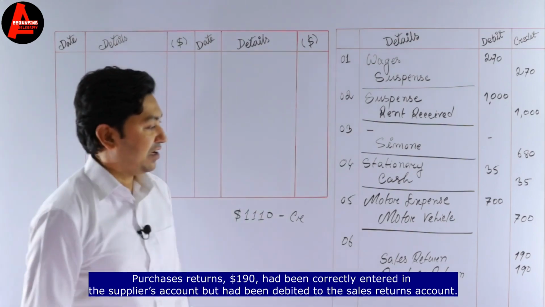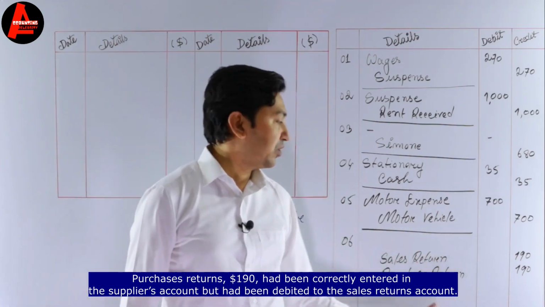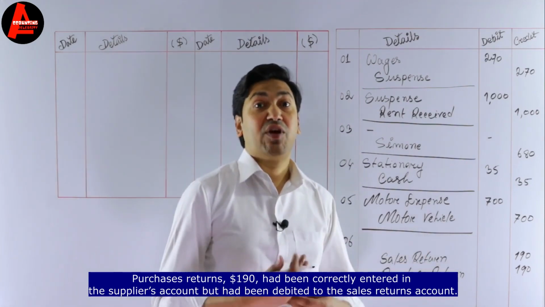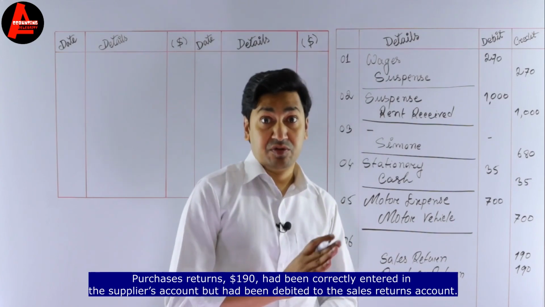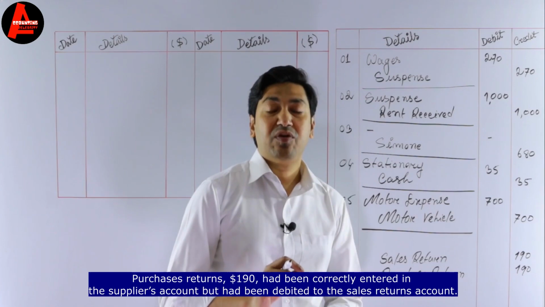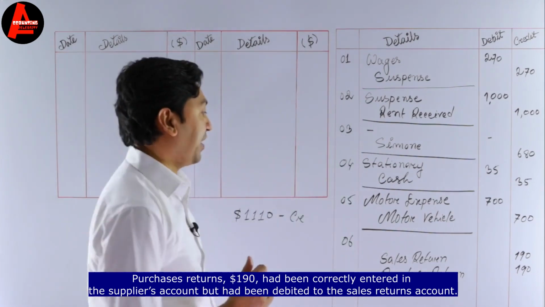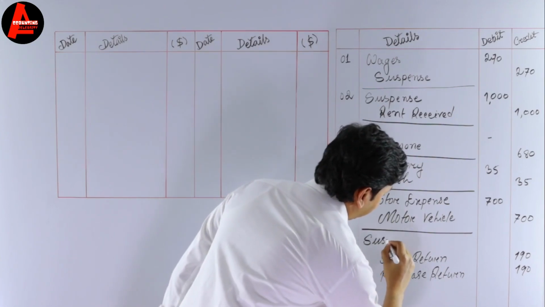Have you noticed here both the accounts are on the credit side. Both the accounts are credited. So what will be the debit account? The supplier account on the debit side is completely correct. So now we have to add one more account, which is suspense, on the debit side. Let us write here suspense account.